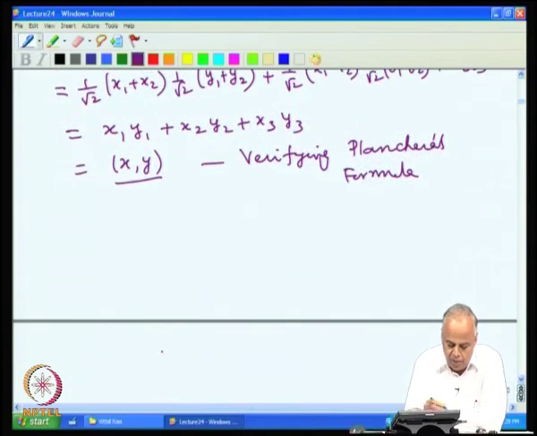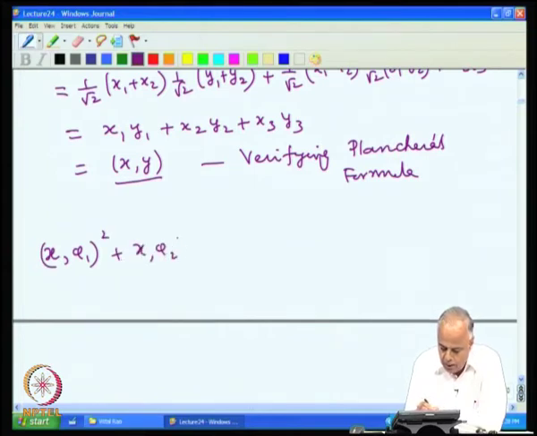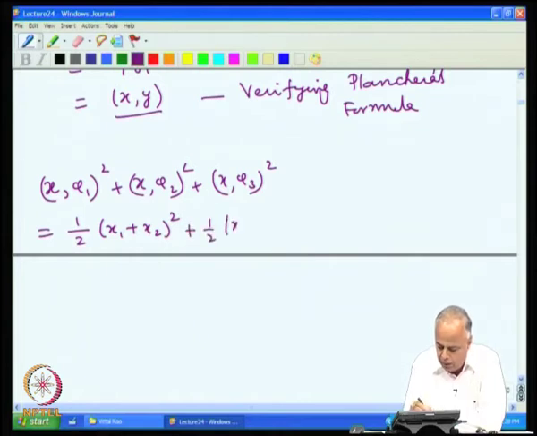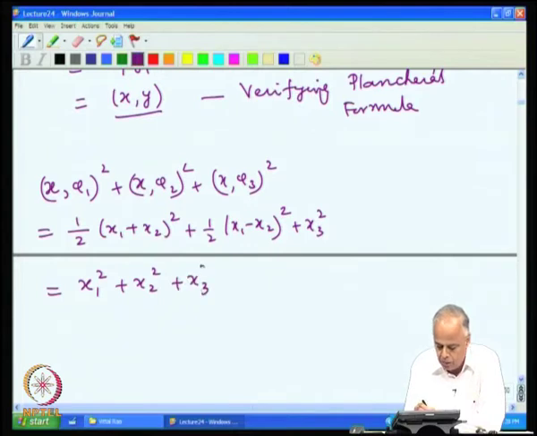And finally, we have x phi 1 squared plus x phi 2 squared plus x phi 3 squared is equal to, x phi 1 was 1 by root 2 into x 1 plus x 2. So, this is 1 by 2 into x 1 plus x 2 squared plus 1 by 2 into x 1 minus x 2 squared plus x 3 squared. And if you simplify this, this is just x 1 squared plus x 2 squared plus x 3 squared, which is the length of x squared.